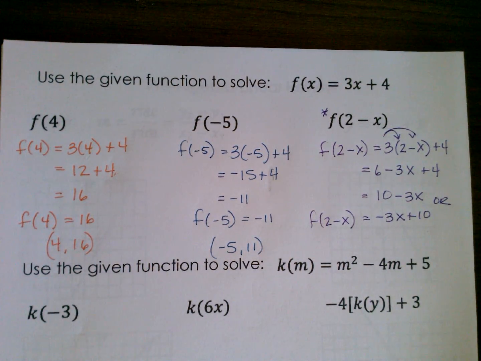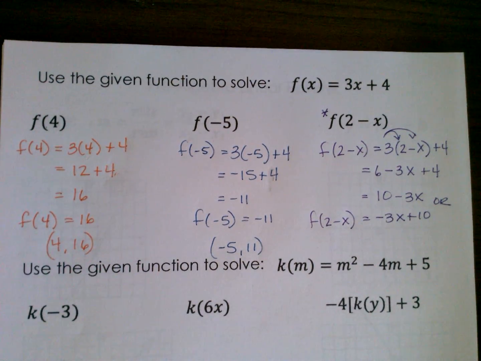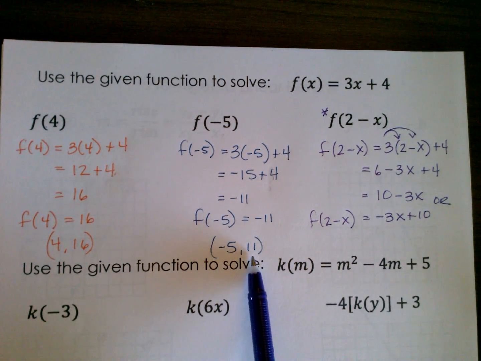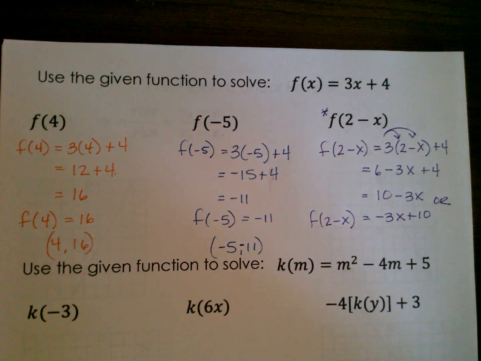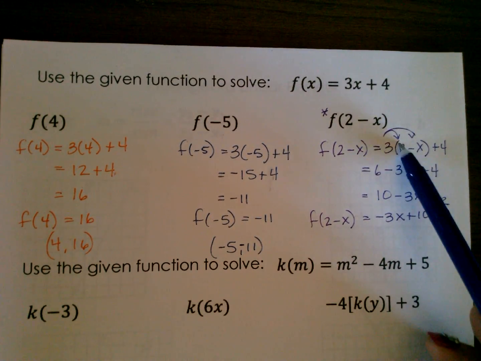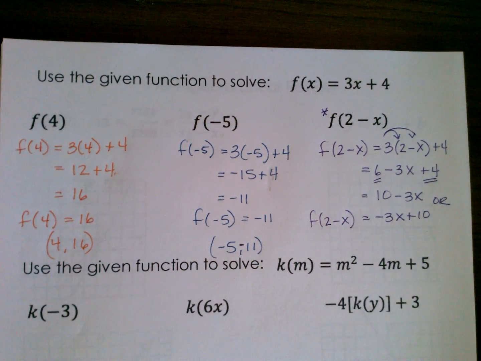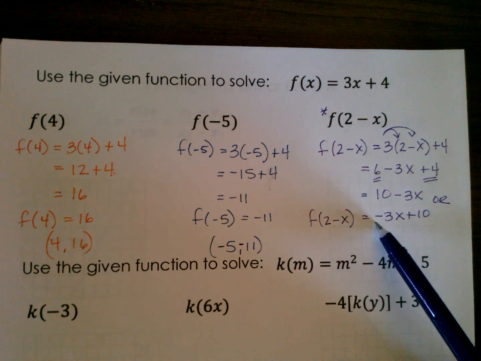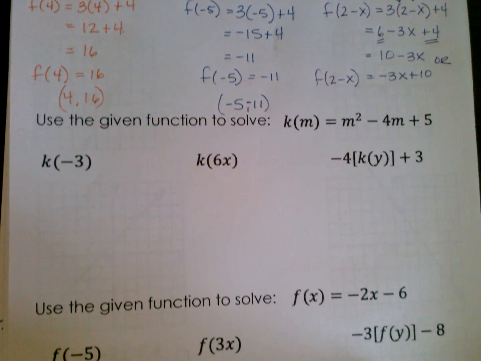Thank you for pausing the video. When I put 4 in for x, I solved and got 16. When I put negative 5 in for x and solved, I got, that should be negative 11 down there. When I put all of this in, I substitute it in, distribute, and then at this point I was combining like terms. You may write it as 10 minus 3x or negative 3x plus 10.